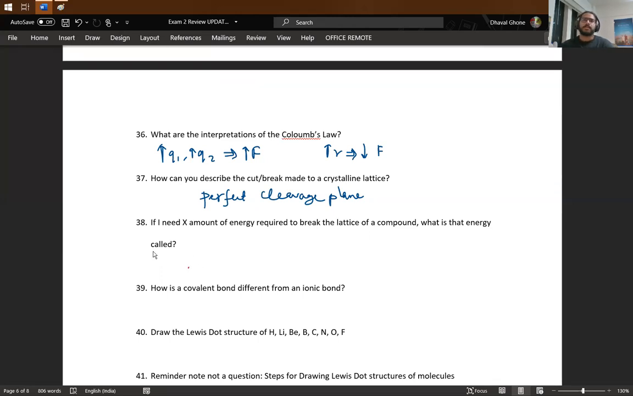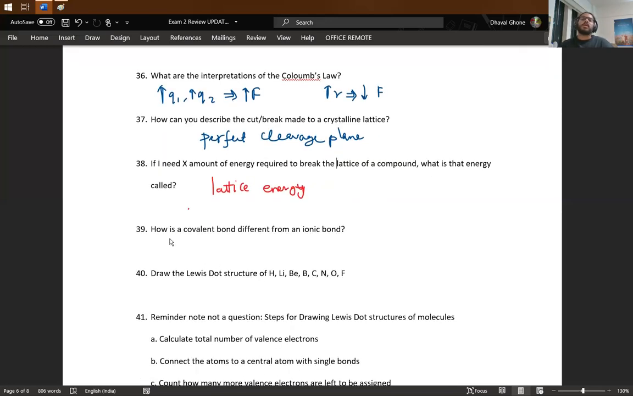Another way to say this is if a lattice is held together by a certain amount of energy in it, and if I overcome that energy, the lattice will break or like give apart, not just like cut into pieces, like completely fall apart. What is the energy called? And this energy is called the lattice energy. Okay.